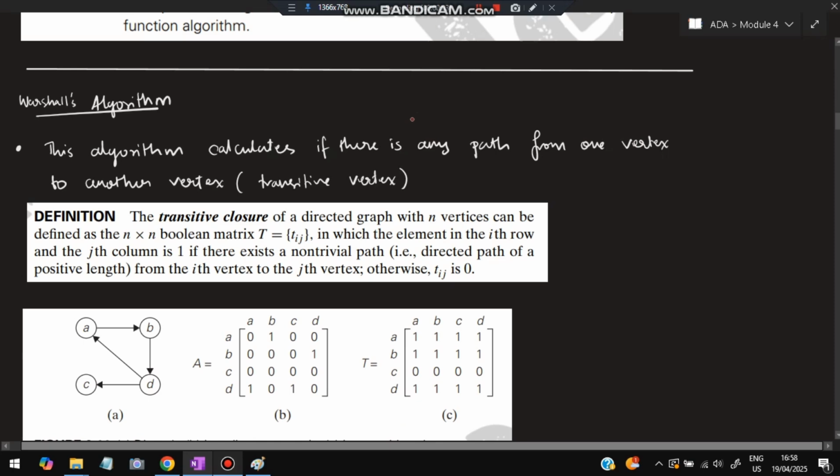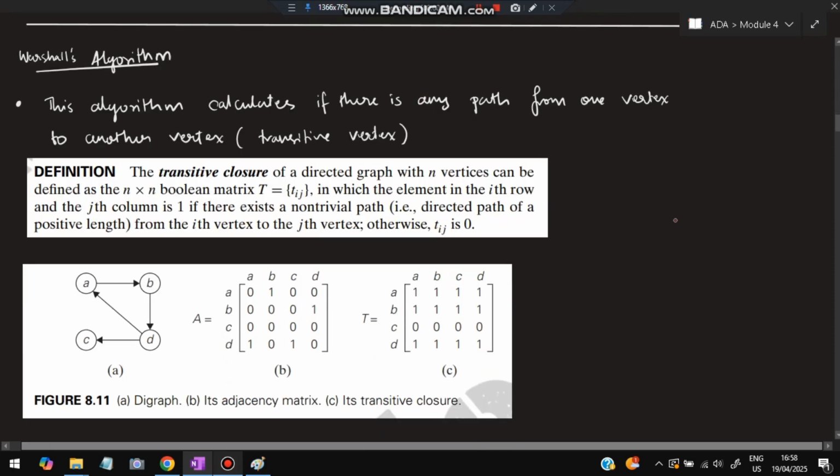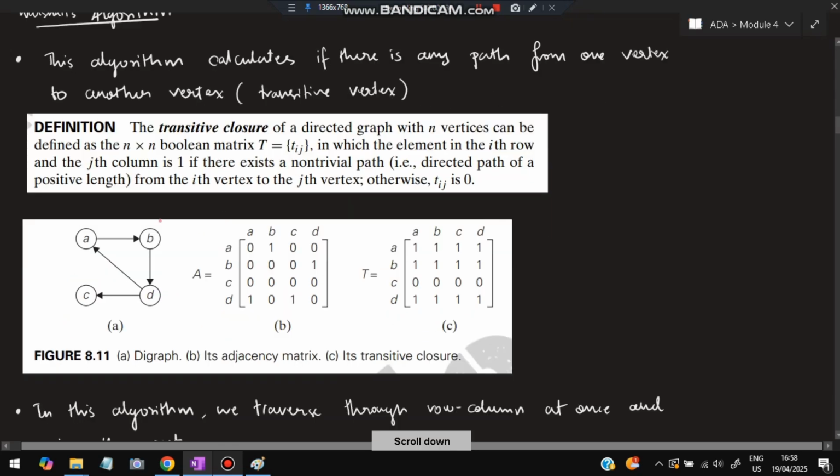The next one is Warshall's algorithm. Okay, so basically in Warshall's algorithm, what we do is we have a graph like this. In this graph, we have to find out which vertices to which vertices we can go. If you observe carefully, A to B I can go, right? And B to D I can go, and D to A I can go, and D to C I can go. This is what I can observe within the graph.